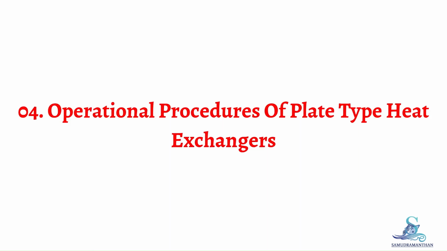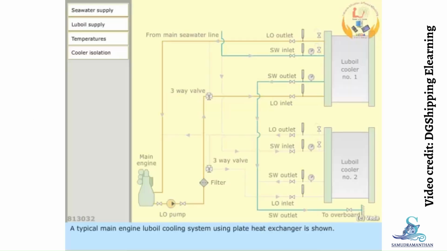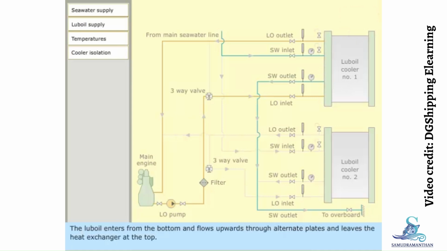Topic 4. Operational procedures of plate-type heat exchangers. A typical main engine lube oil cooling system using plate heat exchanger is shown. The lube oil enters from the bottom and flows upwards through alternate plates and leaves the heat exchanger at the top. The seawater enters from the top and flows downwards through alternate plates and leaves the heat exchanger at the bottom.